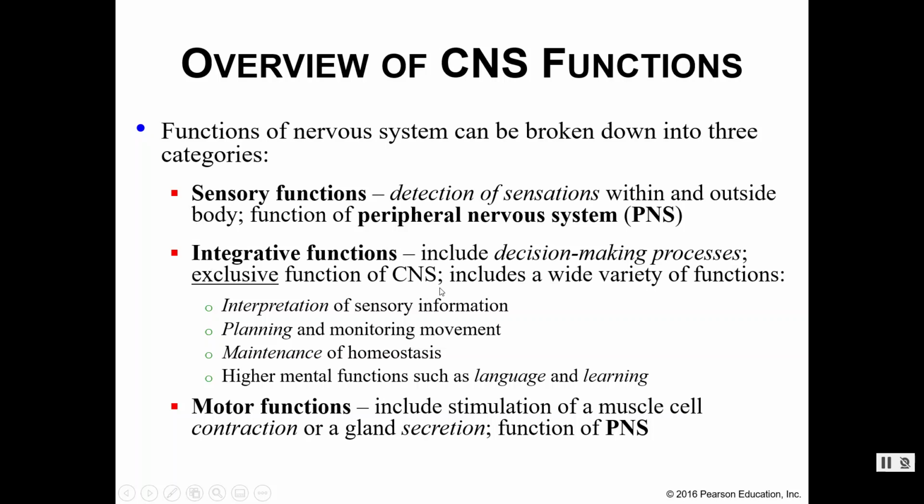Once your brain and your spinal cord, once your central nervous system decides what to do about that sensory information, we send signals through your motor function division, which is also your peripheral nervous system. We're going to send those signals to your muscle cells for contraction, to your glands for secretion, things like that. Why are we doing these motor functions? Again, it's ultimately in response to the sensory information that we detected, and we processed that information in your central nervous system and determined we needed some sort of motor output.